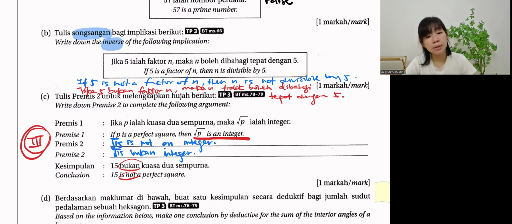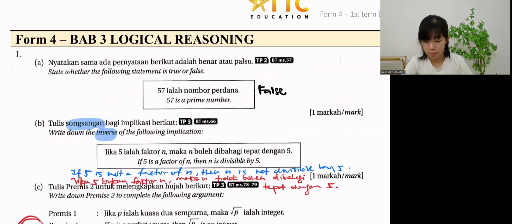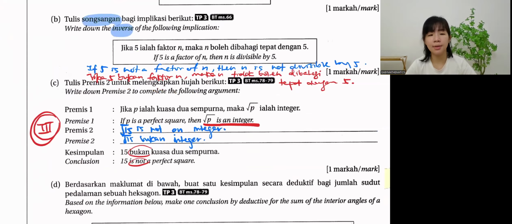Why is "57 is a prime number" false? Because 57 can be divided by 3. 57 divided by 3, I get 19. Then it's not a prime number already. That's why it is false.